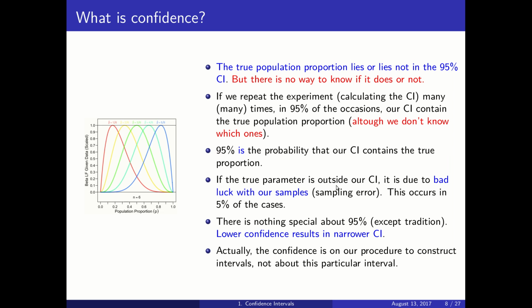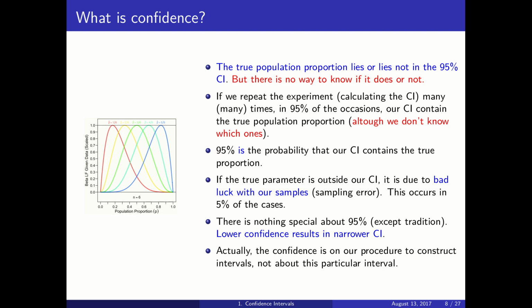If the true parameter is outside our confidence interval, it is due to bad luck with our samples. This is called the sampling error, and this occurs in 5% of the cases. 5%, that is the complement of this 95%. So actually there is nothing special about the 95% except tradition.